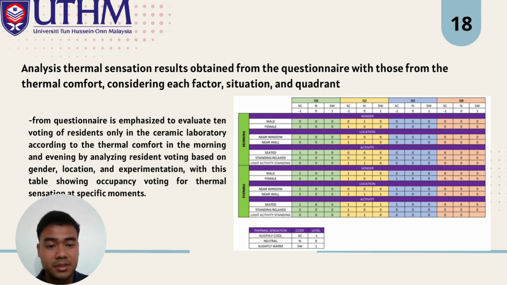We have one person in quadrant 1, and then we have 3 people doing their activity at quadrant 2, of which 2 persons are doing their job while seated, and one person doing their job standing relaxed, and the last one is one person standing doing their activity, which is light activity standing.